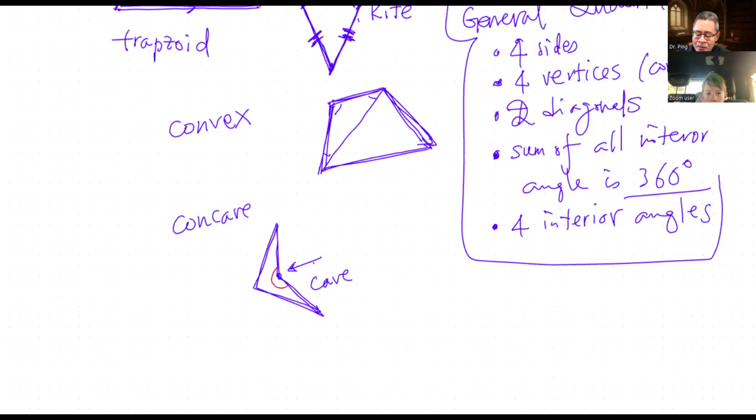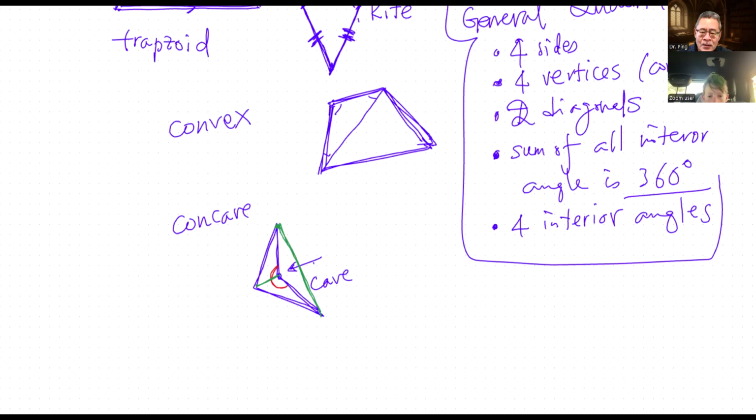It's bigger than 180. That's what's special. Another special thing is that one of the diagonals is outside of the shape, like this one. This diagonal is outside of the quadrilateral. But this one is fine, it's inside, but one of them is outside. Good.